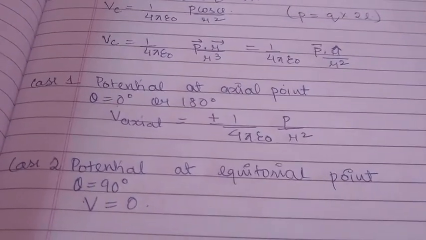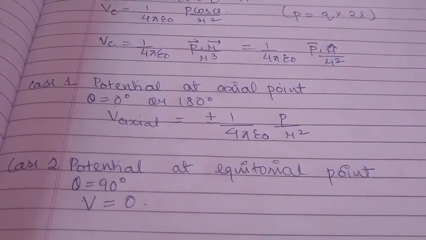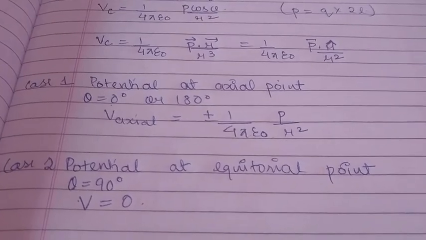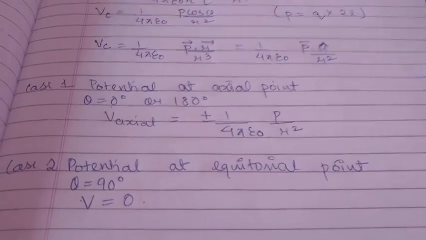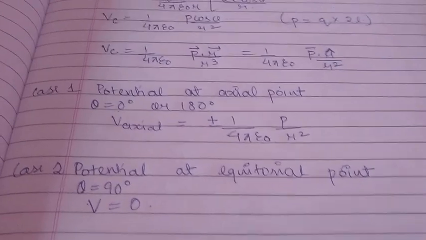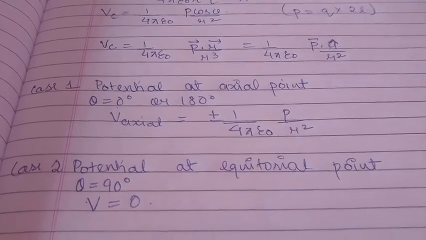So this was about the electric potential due to the dipole. This is an important derivation. Just go step by step. It is not that difficult to understand.